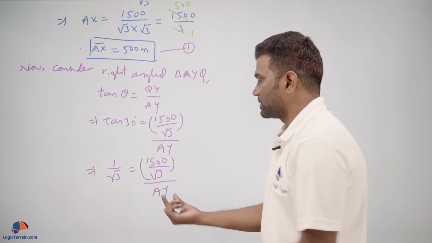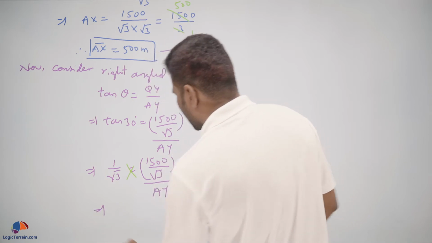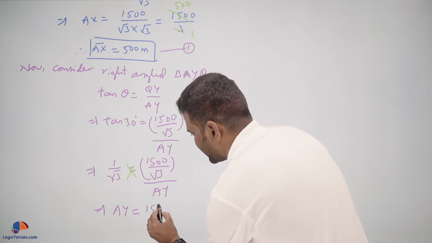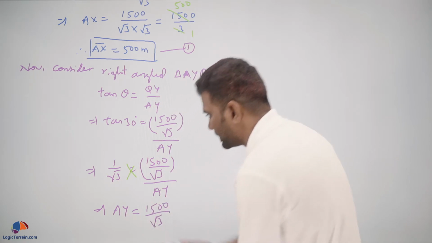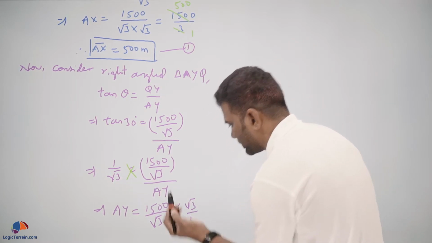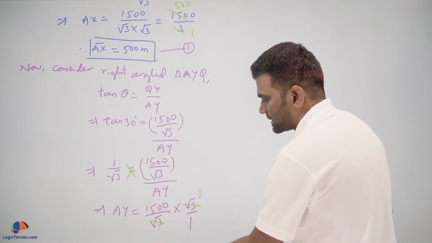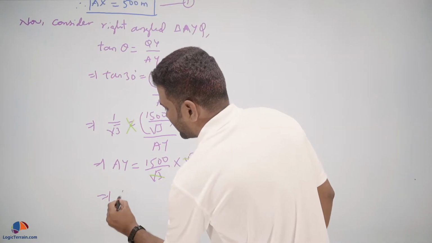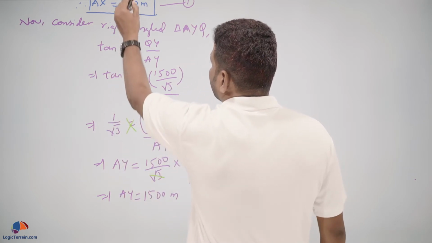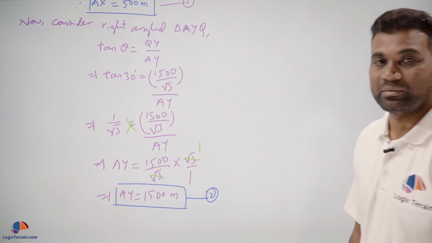So here we'll cross multiply. AY into 1 becomes AY. Here we have 1500 upon square root 3. This 3 is dividing, so if it comes here it multiplies, square root 3 upon 1 you can write. Again square root 3 gets cancelled one time. Then we have AY is equal to 1500 meters. Let us take this as equation number 2.